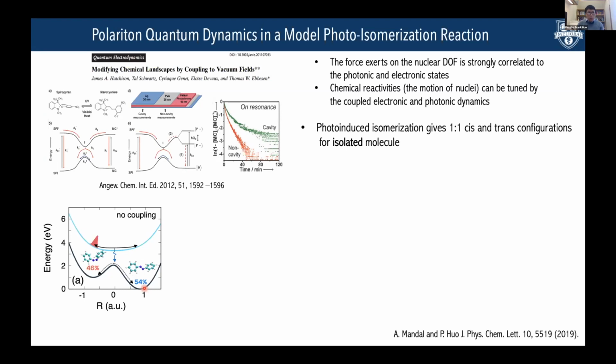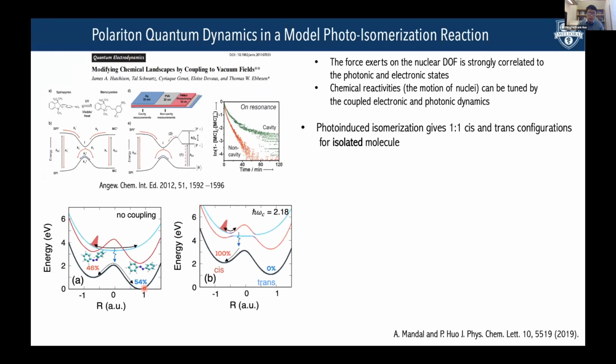Now, the story will change if you couple the system to a cavity. Remember, the idea was to replicate the ground state curvature, move it up by the frequency of the photon, and start to hybridize with the excited state. By doing that, you're creating Polariton states. In this particular case, you're creating a barrier that separates cis versus trans, such that you're stopping the Polaritonic wave packets from visiting the other region of the nuclear configurational space. And after the decay channels, you're going to end up with almost 100% cis configuration.